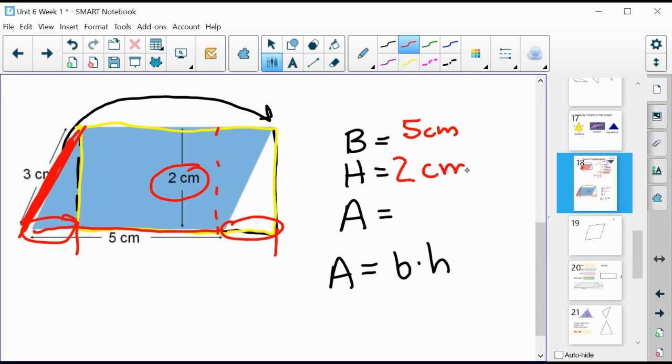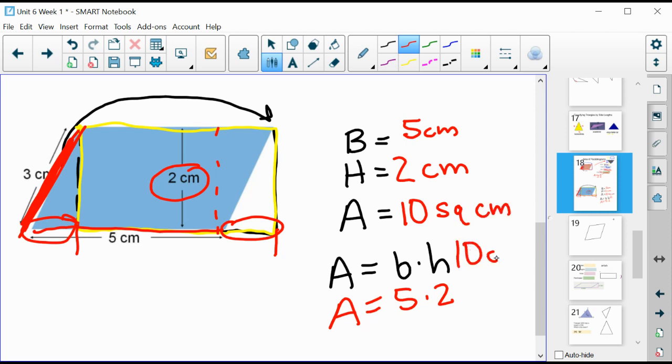2 centimeters, and to find area, we're going to multiply. Area equals base times height. 5 times 2 is 10 square centimeters. Also, you could write this as 10 centimeters squared, using your exponent, but you don't have that tool on your Google Slides anyways. Same thing. There we go.